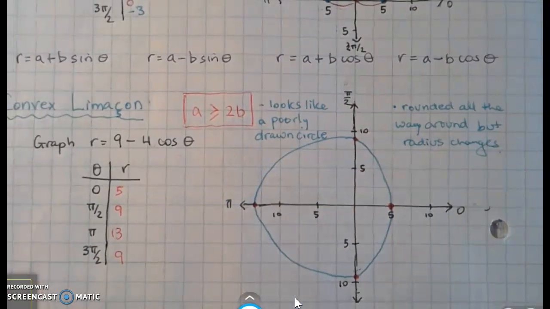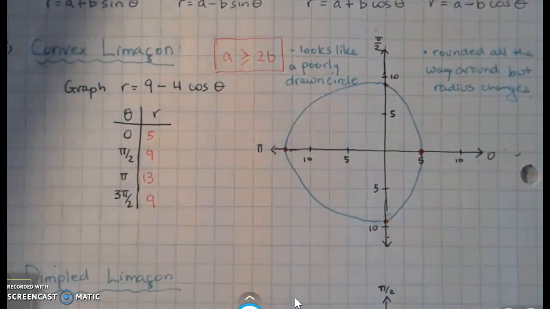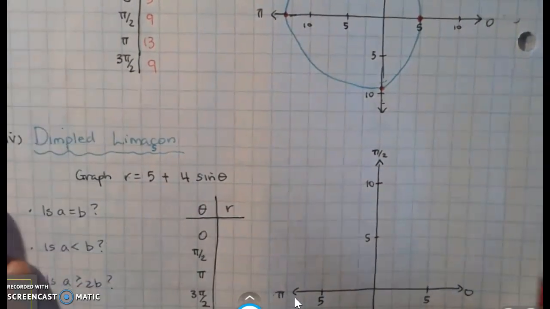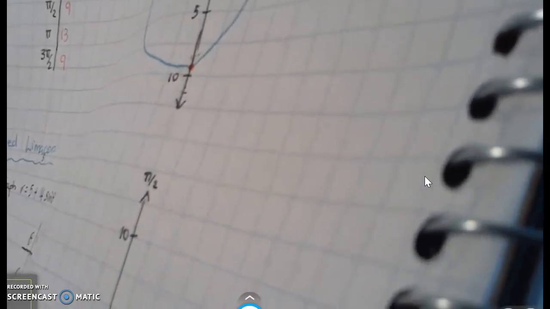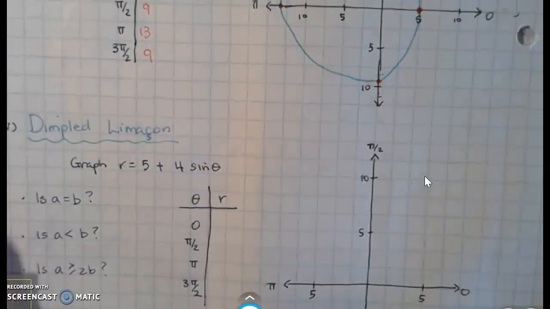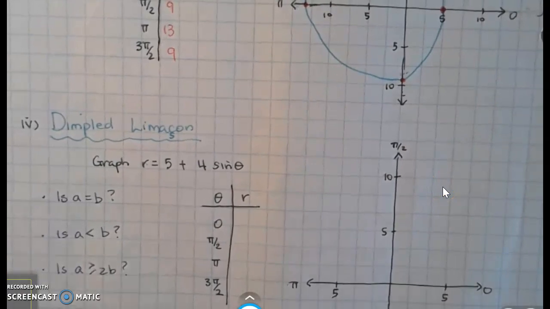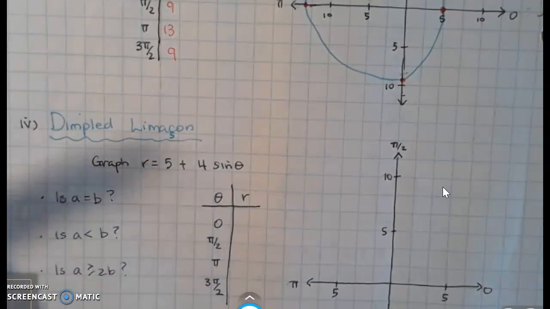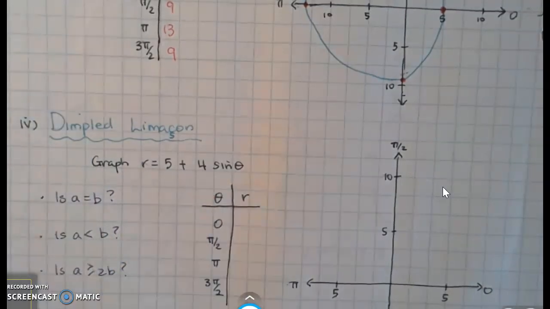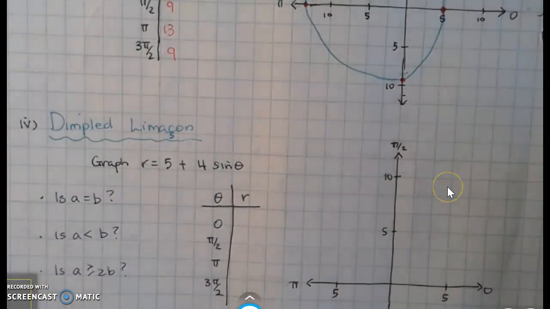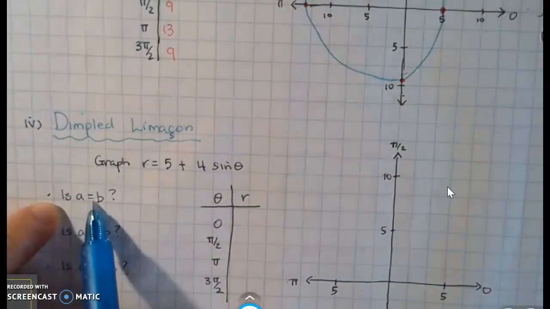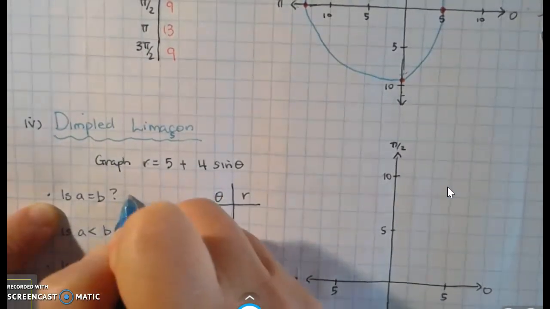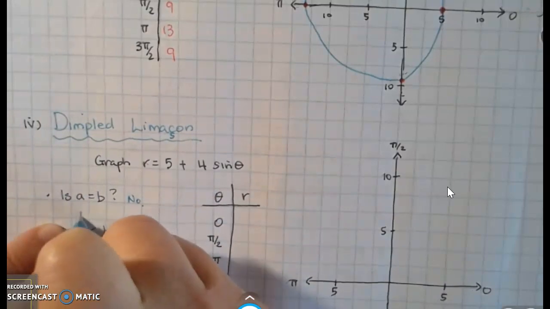Okay, then let's look at the next case. Is this the last one? Yes, this is the last one. It's called the dimpled limaçon. To do this, we're going to graph r is equal to 5 plus 4 sine theta. What's special about this is, first of all, is a equal to b? In this case, a and b are not the same, so no. So this is not a cardioid.